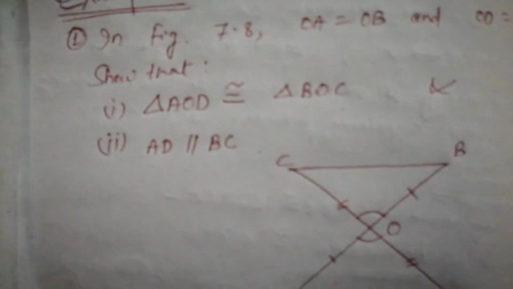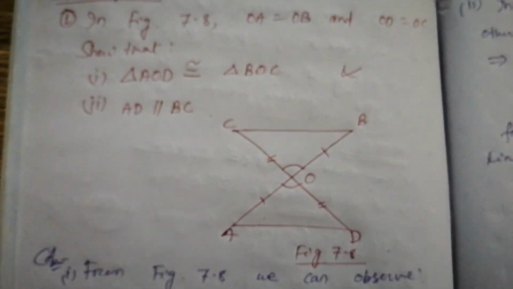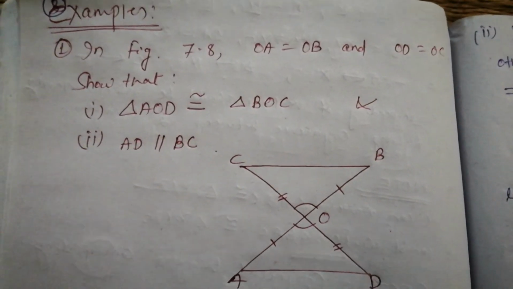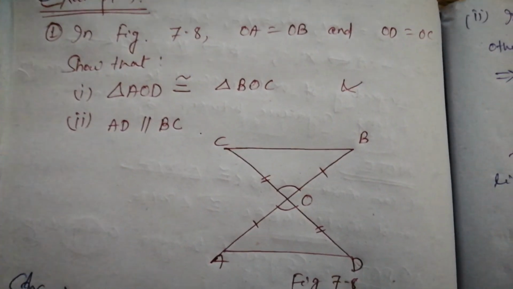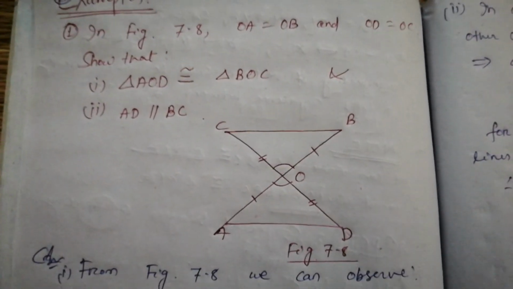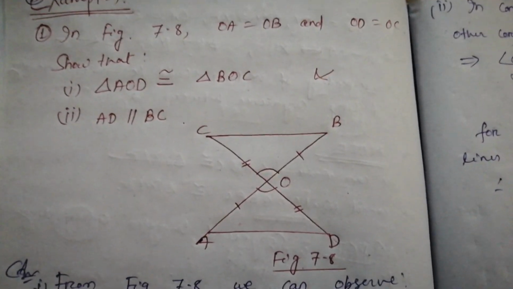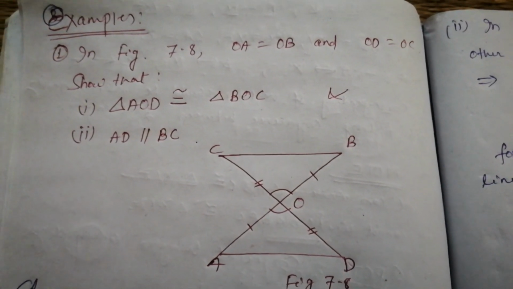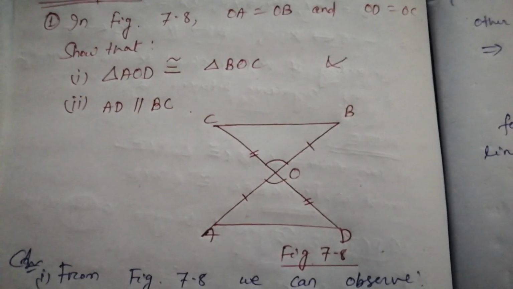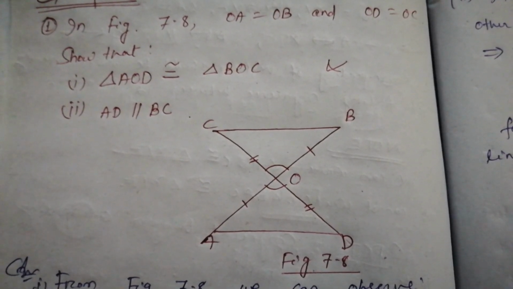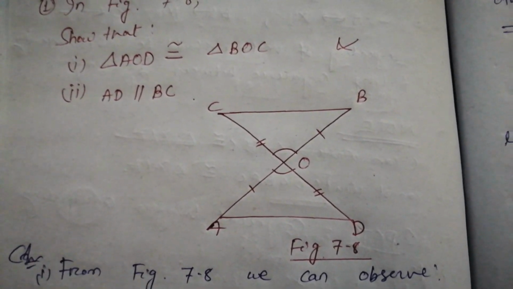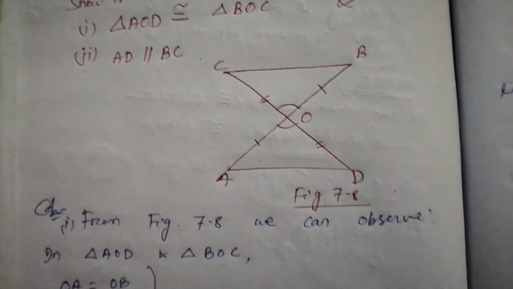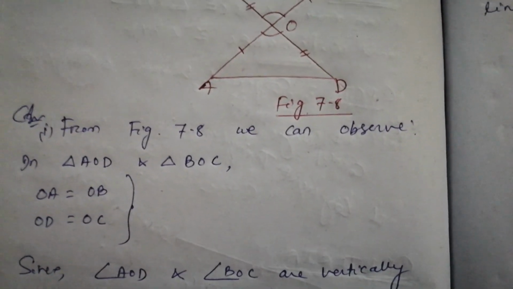Next, basing on these two congruence rules, we will solve an example here. So what is the example? The question is in figure 7.8. This is figure 7.8. OA equal to OB, OD equal to OC, and so bit 1 is to prove that triangle AOD is congruent to triangle BOC, and bit 2 is to prove that AD is parallel to BC. Fine. So we will solve it.